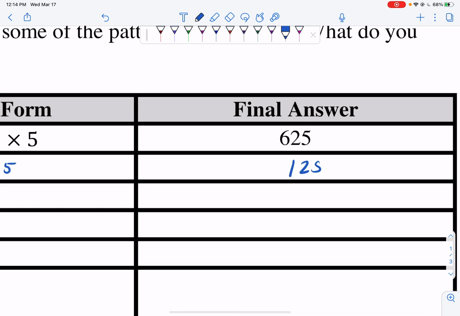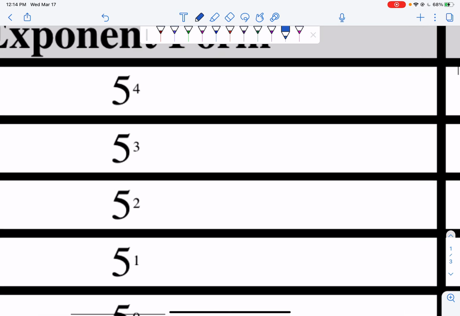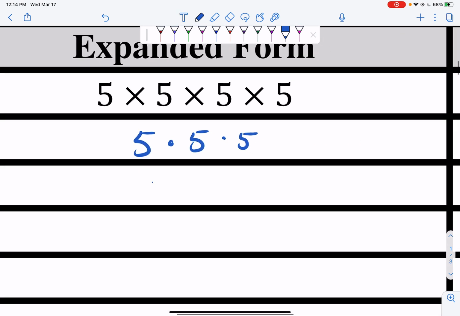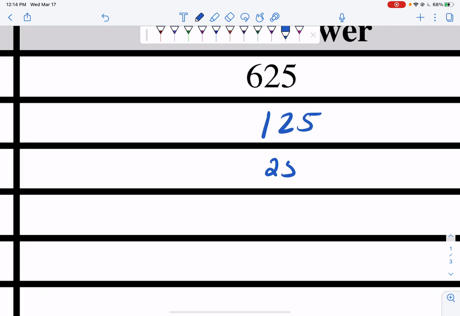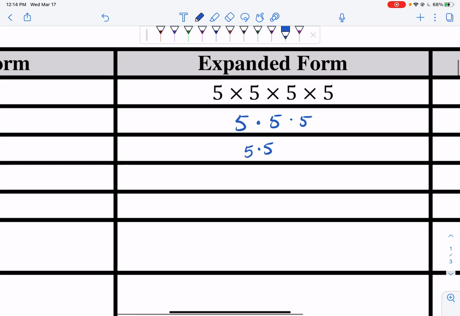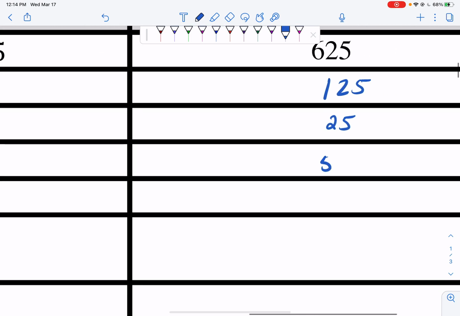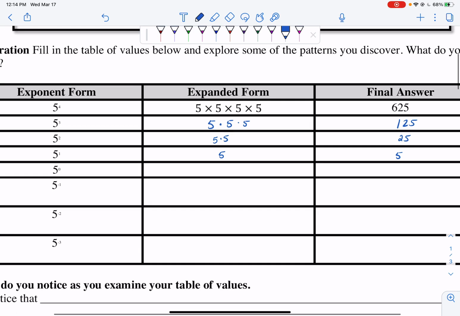I get 125. Now, when I have 5 squared, and I want to write that in expanded form, I write 5 times 5, which will give me 25. And then when I have 5 to the 1st, I just have one 5. So I get 5. However, when I have 5 to the 0, type that in your calculator. What do you get? I get 1. There is no expanded form.